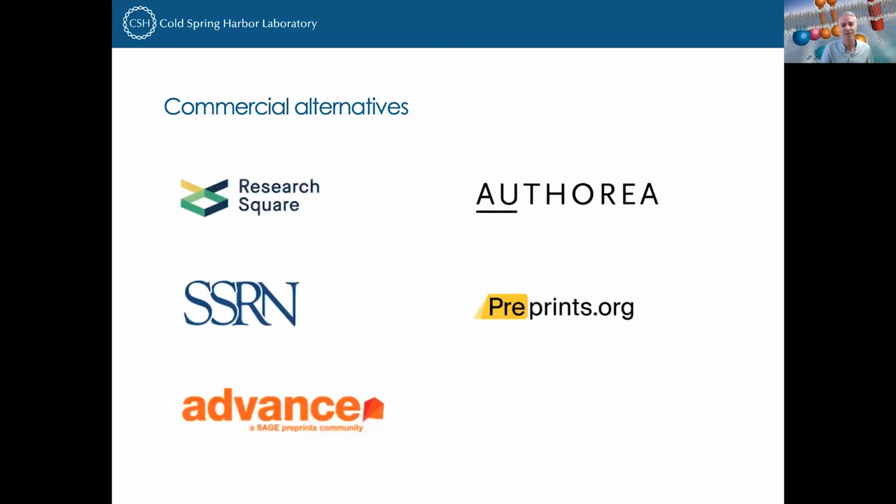I should also point out that there are commercial alternatives as well. Springer Nature have a majority share in Research Square. Elsevier purchased the Social Science Research Network, which can also function as a preprint server. Sage have launched Advance. There's Authorea, which was purchased by John Wiley and can function as a preprint server, and Preprints.org, which is another preprint server run by the publisher MDPI.